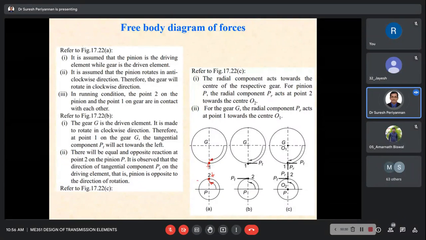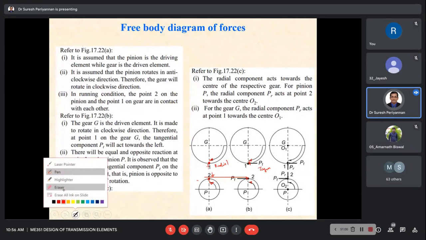Now the second diagram represents that when it rotates, the pinion rotates in anti-clockwise direction, and the gear rotates in clockwise direction. The radial load, sorry, tangential load. This is the radial load here. Here a tangential load in opposite direction. For maintaining the equilibrium condition, this must be in opposite direction. The summation of force must satisfy the mechanical equilibrium condition.